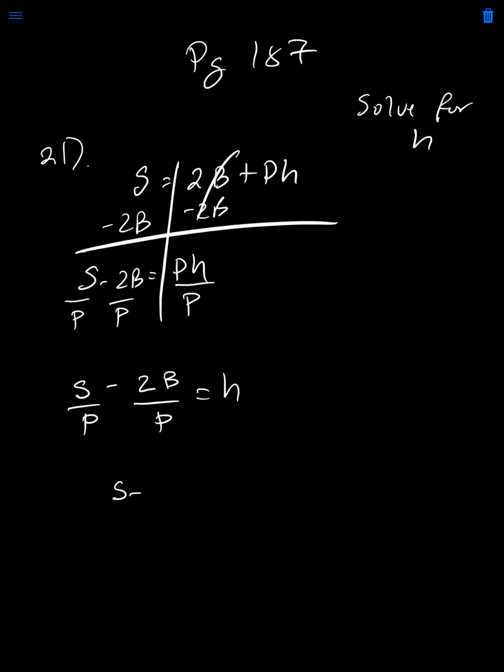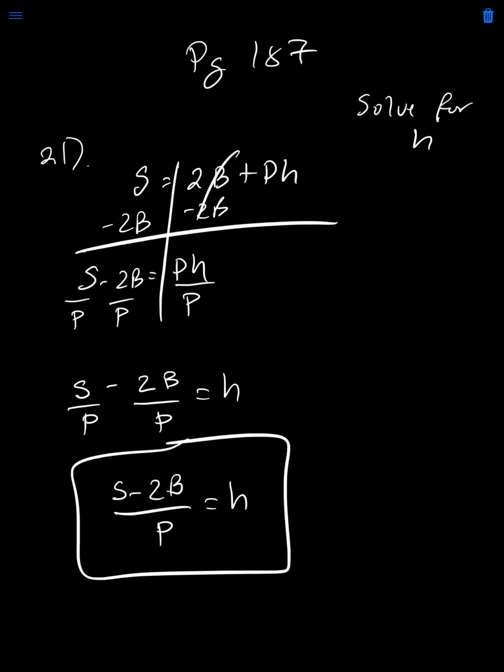So I'm going to divide everything by P. S over P minus 2B over P is equal to H, or I can just say S minus 2B divided by P is equal to H. Either one of those I'll take as the answer. Yep, S minus 2B divided by P, perfect. Nice.